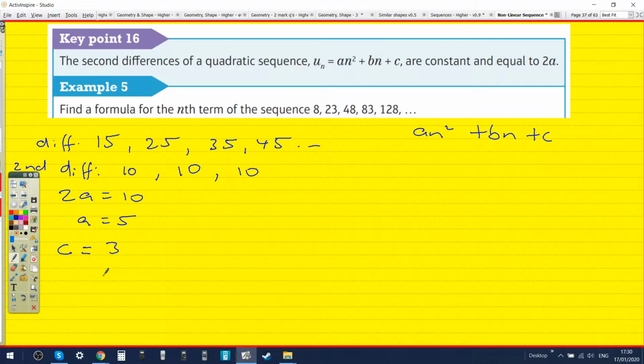And so we can write it out as a times 5 squared. No. You found a, you found c, now find b. Do we have to substitute? Do you remember how you found b? a plus b plus c equals u1, the first term.